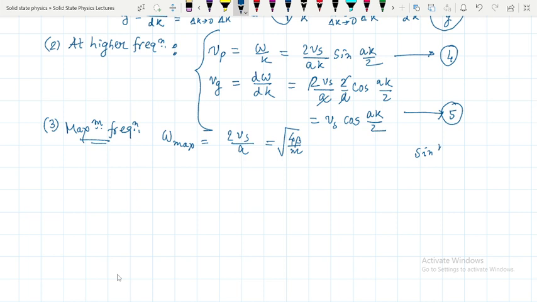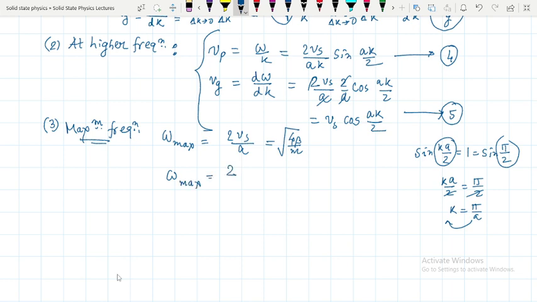This results to the fact that sine ak by 2 is equal to 1, which is equal to sine pi by 2. If we compare these, we can obtain ak by 2 equals pi by 2. 2 gets cancelled out and k will be pi by a. So putting the value of a as pi by k, we can also obtain omega max to be 2 Vs upon pi by k, so a is equal to pi by k.